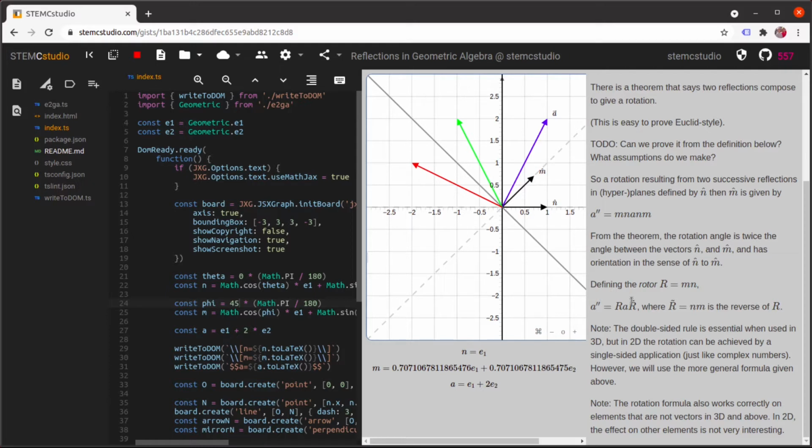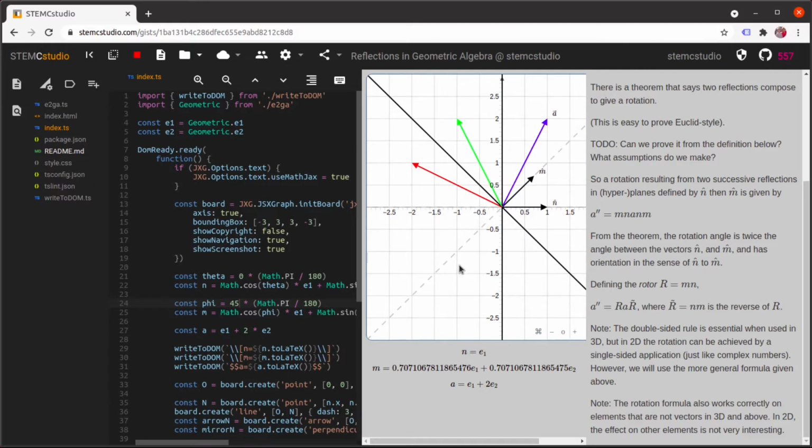The second thing I should tell you is that this rotor formula also works to rotate other things like bivectors, for example. But since in 2D we only have the bivector of the plane, that's not very interesting. If you rotate the bivector in the plane, nothing really happens, so you can't see very much. But if this was in three dimensions, this would actually correctly rotate bivectors as well.